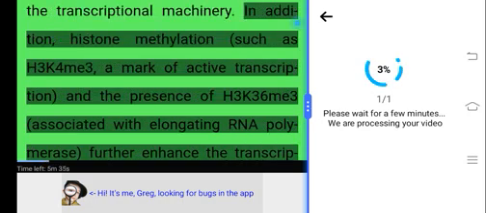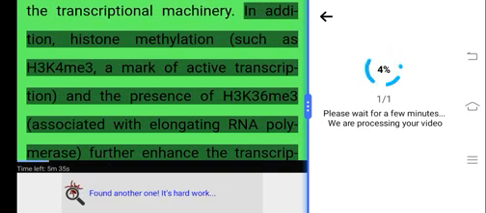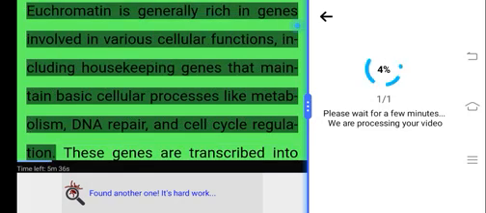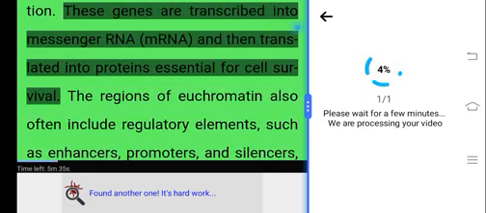In addition, histone methylation such as H3K4me3, a mark of active transcription, and the presence of H3K36me3 associated with elongating RNA polymerase further enhance the transcriptional activity of euchromatin. Euchromatin is generally rich in genes involved in various cellular functions, including housekeeping genes that maintain basic cellular processes like metabolism, DNA repair, and cell cycle regulation. These genes are transcribed into messenger RNA, mRNA, and then translated into proteins essential for cell survival.